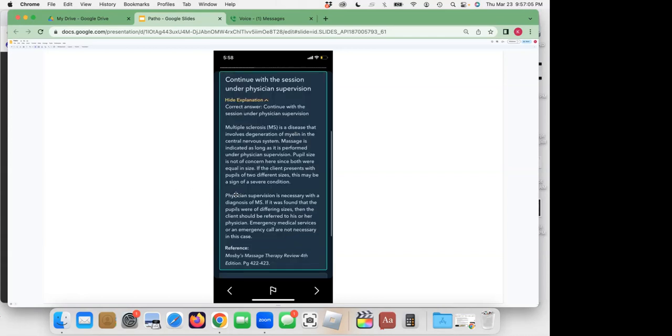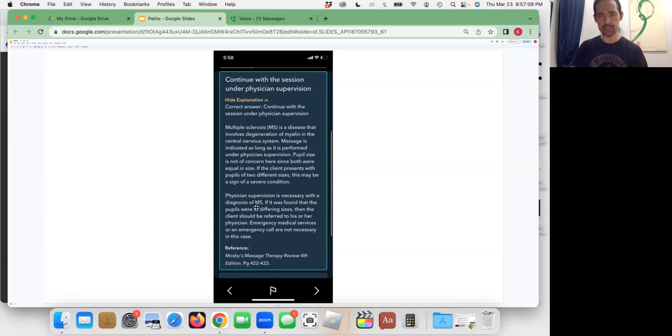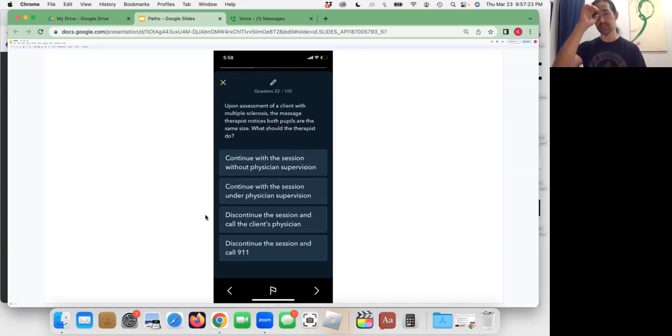So now, physician supervision is necessary with the diagnosis of MS. If it was found that the pupils were of differing sizes, then the client should be referred to his or her physician. Emergency medical services or an emergency call are not necessary in this case, whether pupils are of a differing size or the same size. So now let's differentiate between the options. The correct answer is continue with the session under physician supervision. The other choices are continue with the session without physician supervision, discontinue the session and call the client's physician, discontinue the session and call 911.